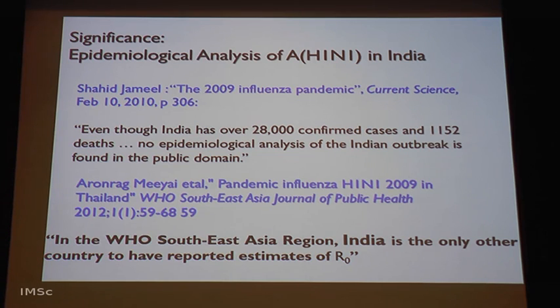Even though India has over 28,000 confirmed cases and 11,152 deaths, no epidemiological analysis of the Indian outbreak is found in the public domain. So we published, I think, in April. There is also a Thailand paper that estimated the same for H1N1. In the WHO Southeast Asia region, India is the only other country to have reported estimates of R naught.